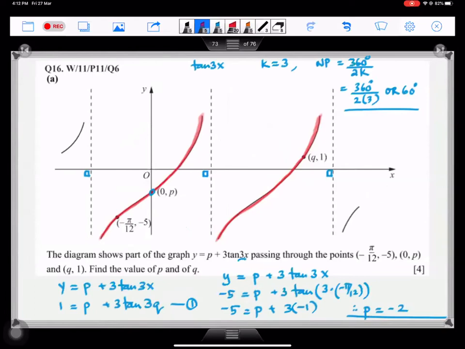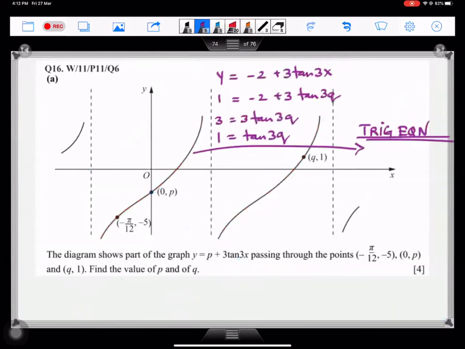The first thing was calculation of this value, which is P. How do you calculate it? You plug in the value, minus 5 comma minus 5. And calculation of Q, we cannot do it right now because we have not studied the concept of trigonometric equations. And inshallah, that would be the next thing that we're going to get started with.